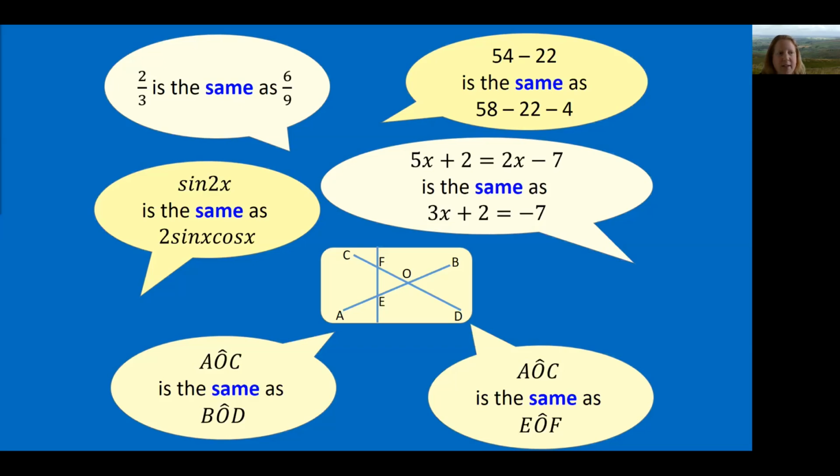So 2/3 is the same as 6/9. 54 take away 22 is the same as 58 take away 22 take away 4. Sine 2x is the same as 2 sine x cos x. 5x plus 2 equals 2x minus 7 is the same as 3x plus 2 equals minus 7. And then for this diagram, angle AOC is the same as angle BOD. But in what case is the angle AOC the same as EOF?